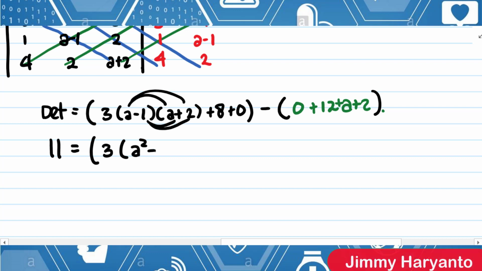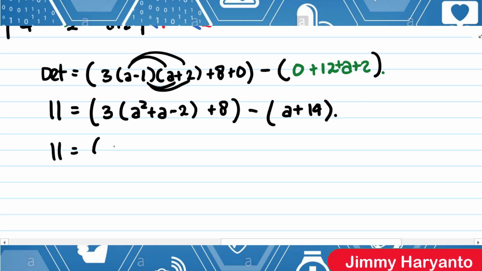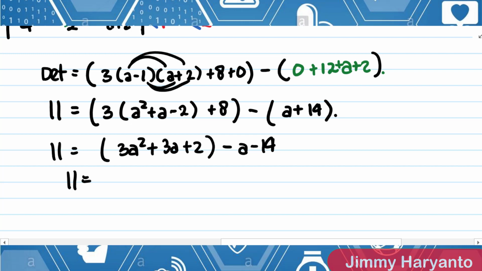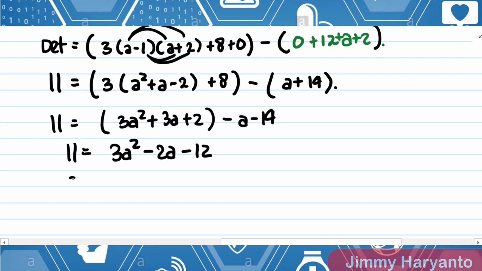You will get a square plus a minus 2, and then plus 8 minus a plus 14. Okay, let's simplify it one more time. You will get 3a square plus 3a minus 6 plus 8 equals to 2, and then minus a minus 14. 11 equals to 3a square, 3a minus a equals to 2a, and then negative 12. Then move the 11 to the right side. You'll get 3a square minus 2a minus 23.